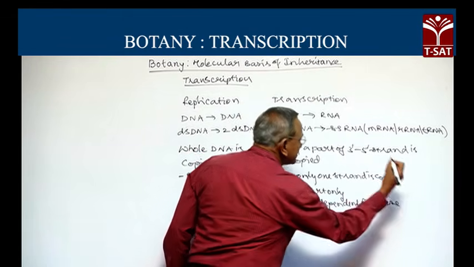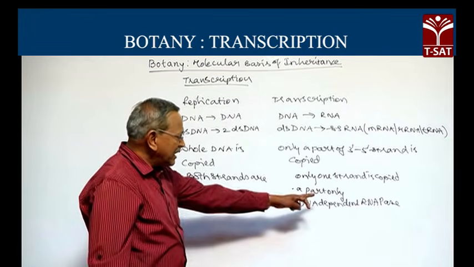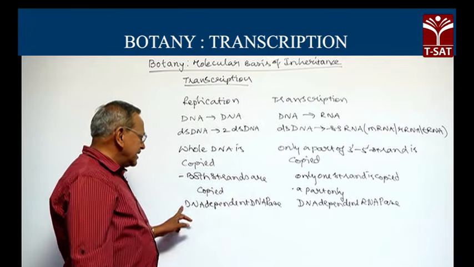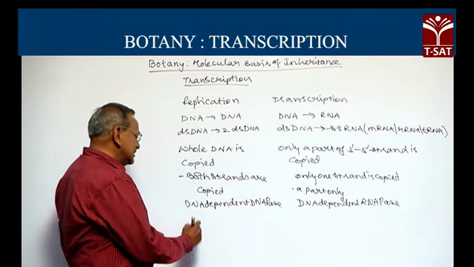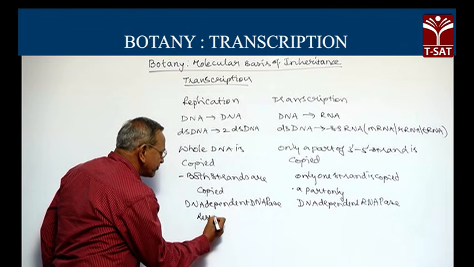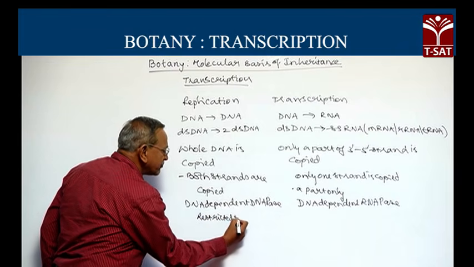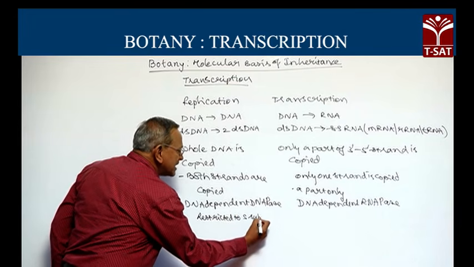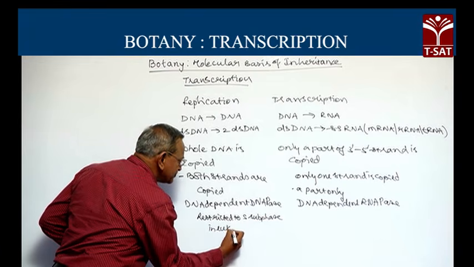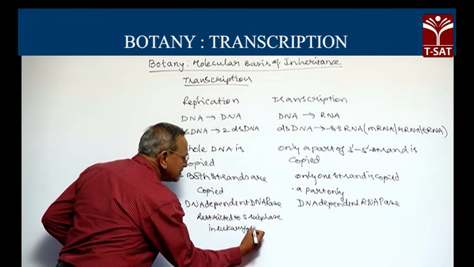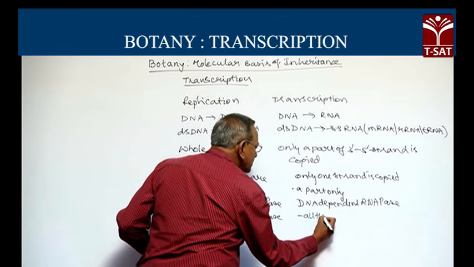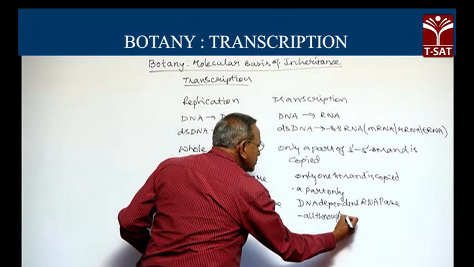DNA dependent RNA polymerase is required here for transcription. DNA dependent DNA polymerase is required here for replication. This is restricted to S subphase in eukaryotes. This occurs all throughout life.